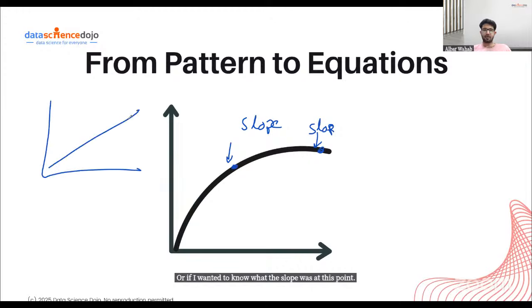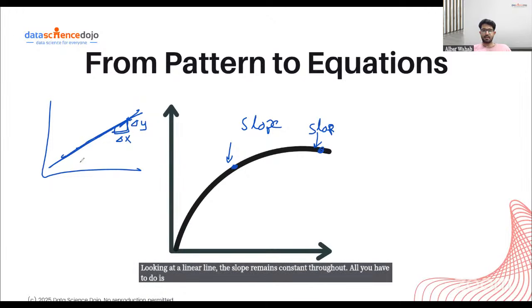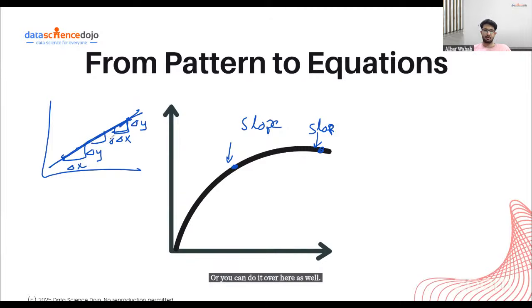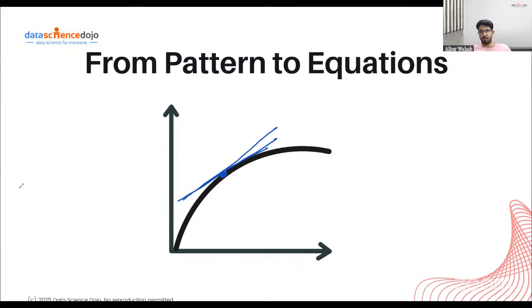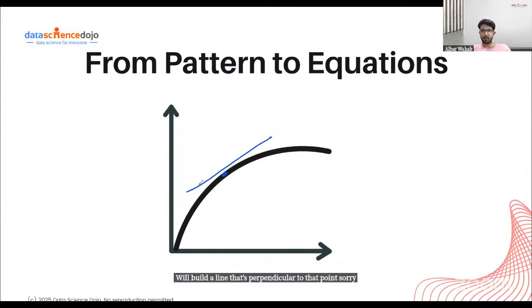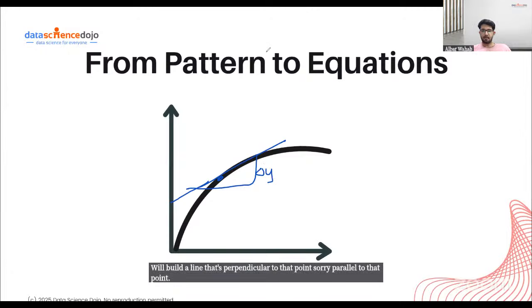Looking at a linear line, the slope remains constant throughout. All you have to do is just do a delta y upon delta x, or you can do it over here as well, or you can do it over here as well. But what if the line was a slope? For that, what you do is you will build a line that's perpendicular to that point, parallel to that point, and you will measure the gradient of that.